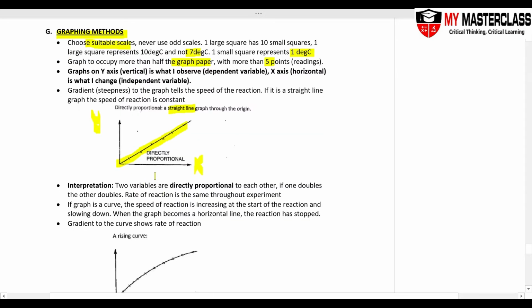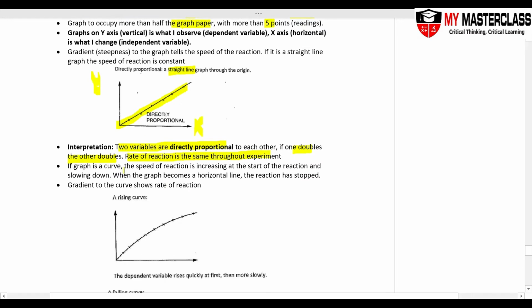Directly proportional means that when two variables are directly proportional, if one doubles, the other one will double. One increases, the other one will increase. And the rate is the same throughout the experiment.